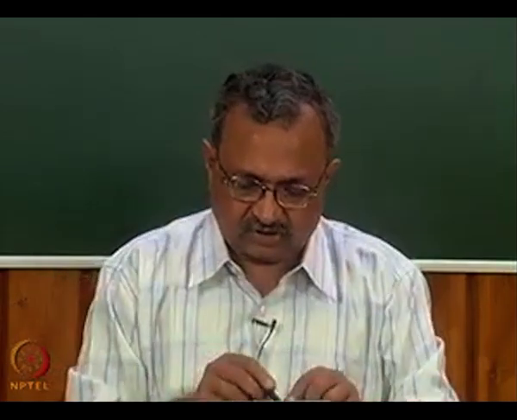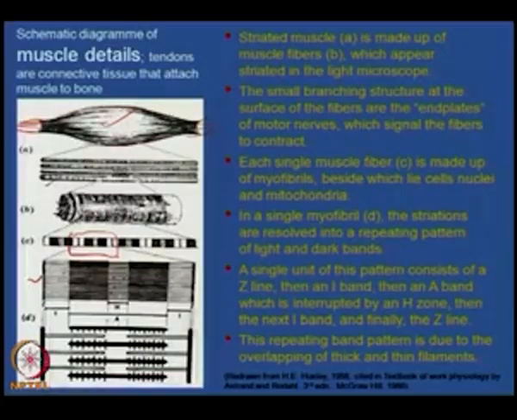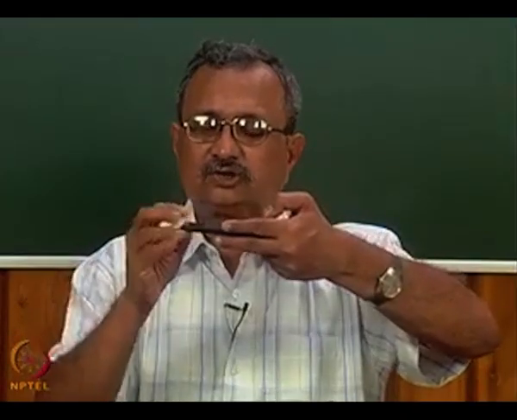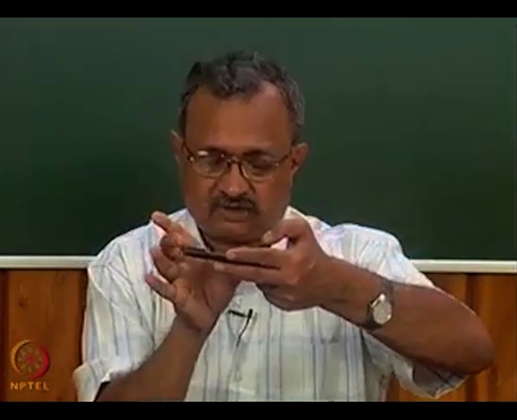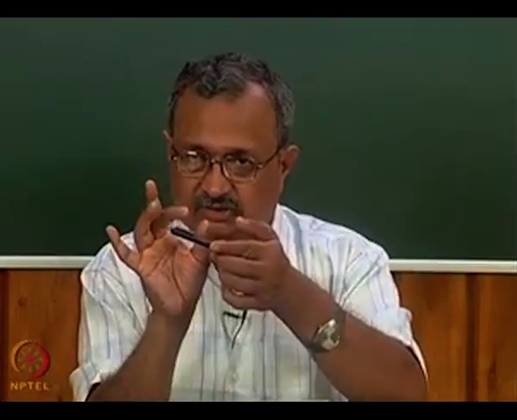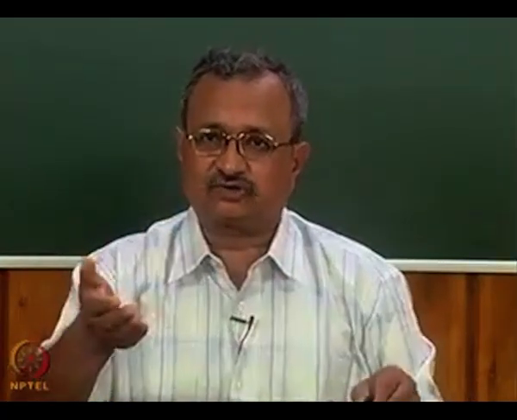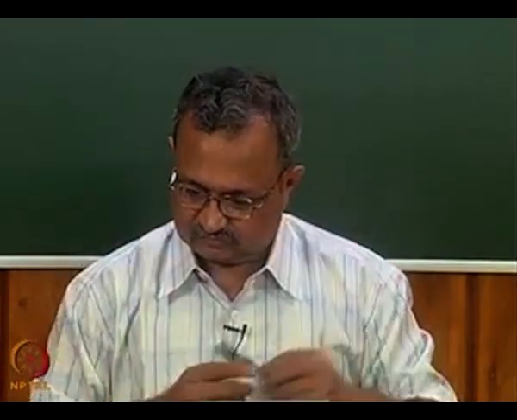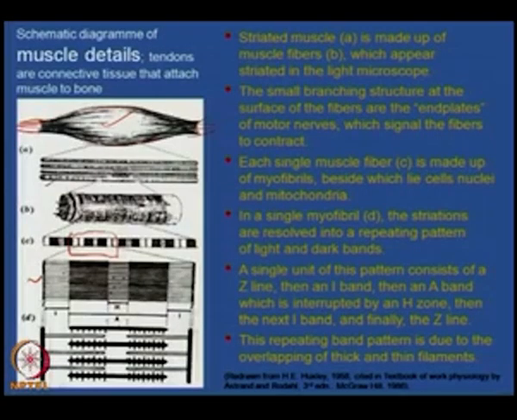So, what happens? This muscle becomes squeezed, because if it is pulled inside like this, then the total muscle fiber band decreases. As a resultant force, the total muscle gets contracted. This repeating band pattern in the muscle fiber is due to the overlapping of thick and thin filaments, and these filaments act like this.